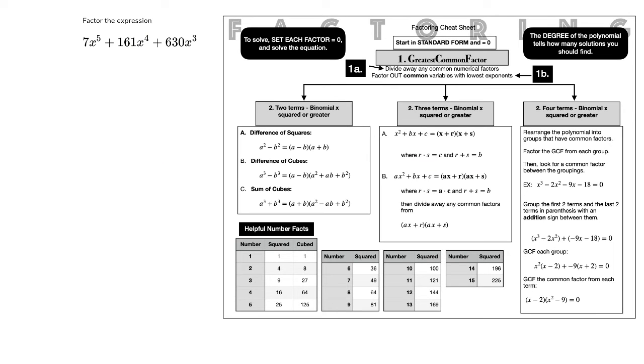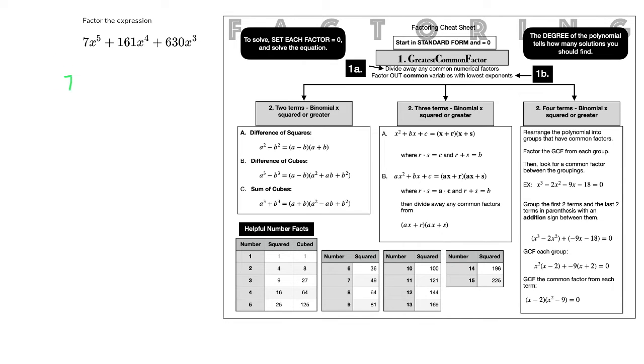This next example is very similar. It's got 3 terms in it. We start again with 1A, divide away any common numerical factors. Now this isn't quite true. That is for solving, where we divide it away. When it's not an equation, see how this doesn't say equals 0 on it? When it's not an equation, you have to just GCF it, or factor out things and keep track of them.